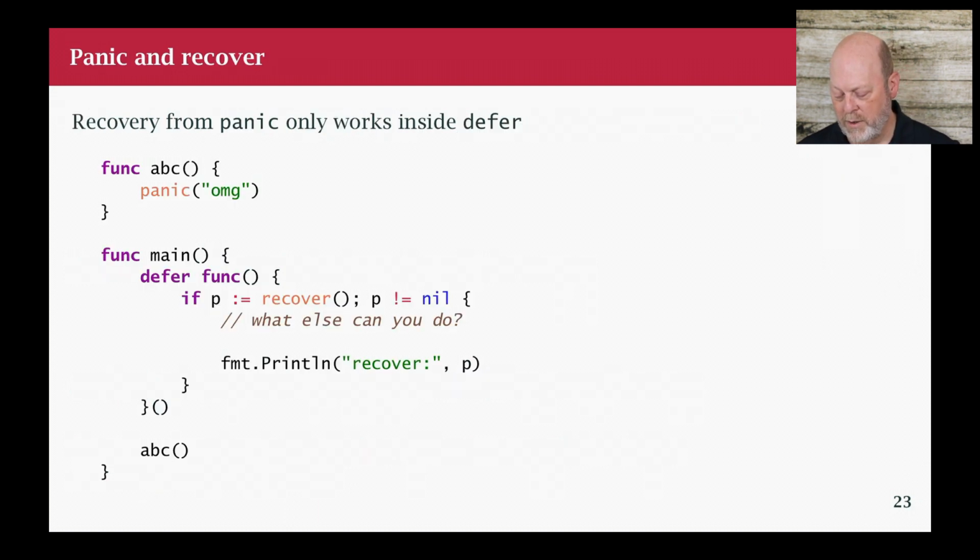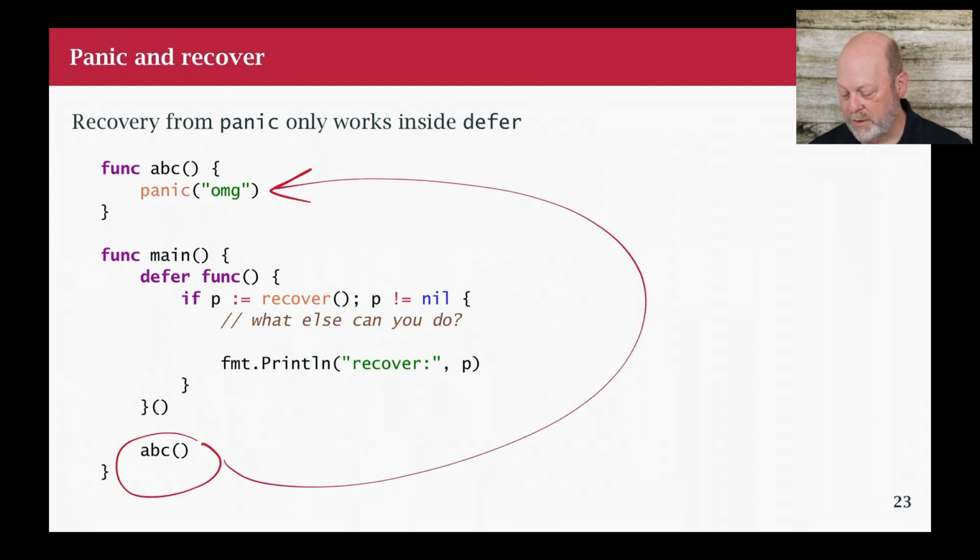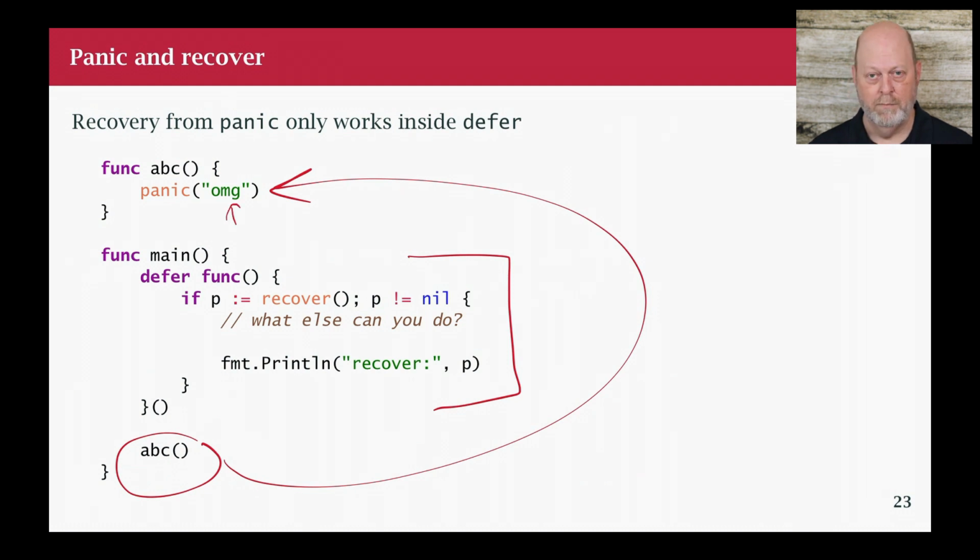It's a little bit of code, and this thing is just going to print recover colon OMG. My main function calls ABC, ABC panics, and inside this defer, and the only place we can do recover is inside a defer, we have a call to recover. And if the call to recover returns a value that's not nil, that means it's capturing the results of a panic. Some piece of data, which in this case is just the string, came back and we're just going to print it. So in a sense, we've done exception handling.